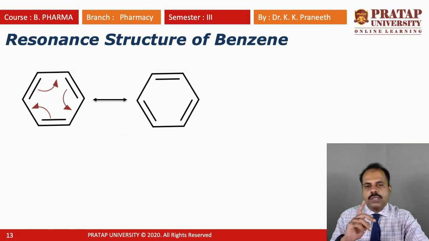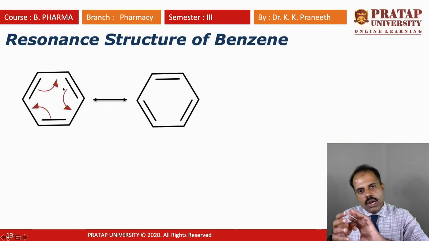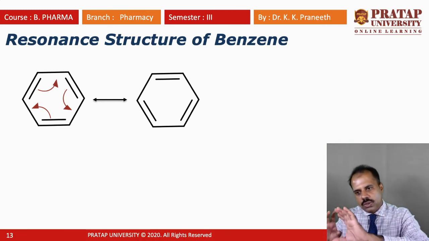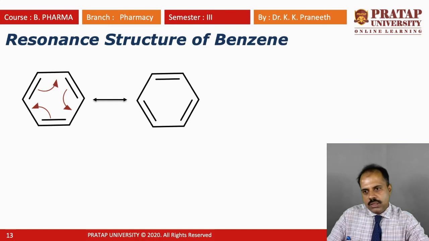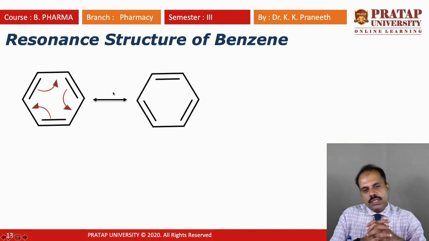So how is this structure changing? It is simply that this double bond is moving. This double bond can go here. That means the overlap can change from C1 to C6 to C1 to C2. If this moves, you will get the new structure, the second structure B. So both structures have the same energy, and both are correct structures for benzene.